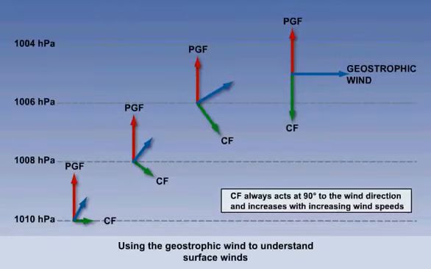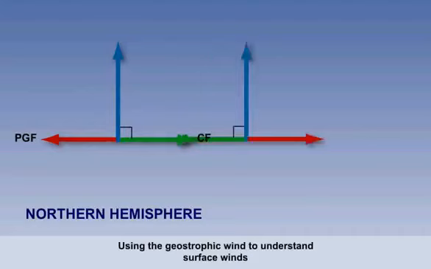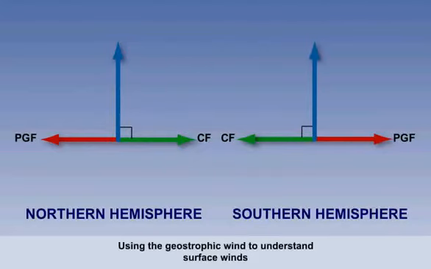The concept of the geostrophic wind is very useful to us. It can act as a benchmark to help understand other effects. Let's use the last step from the previous scene to understand what happens to wind within the friction layer. In other words, the surface winds.